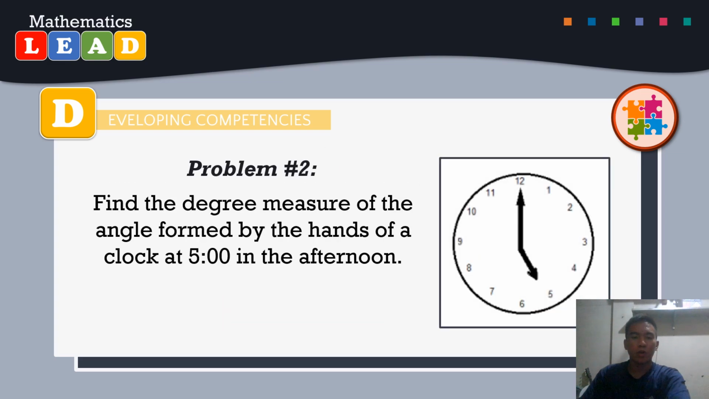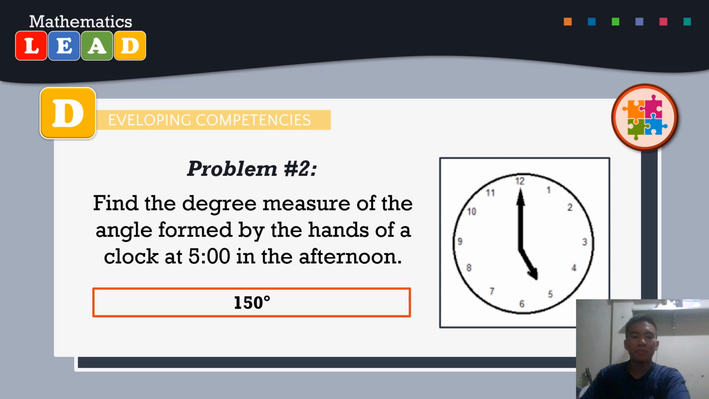For your second problem, find the degree measure of the angle formed by the hands of a clock at 5 o'clock in the afternoon. Answer is 150 degrees.